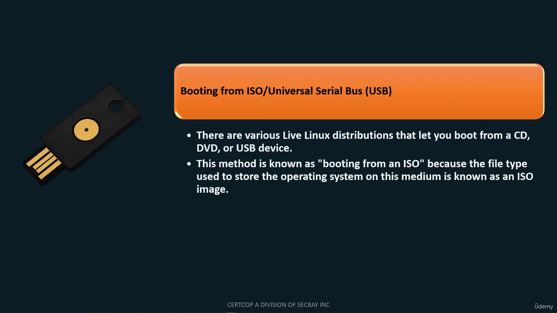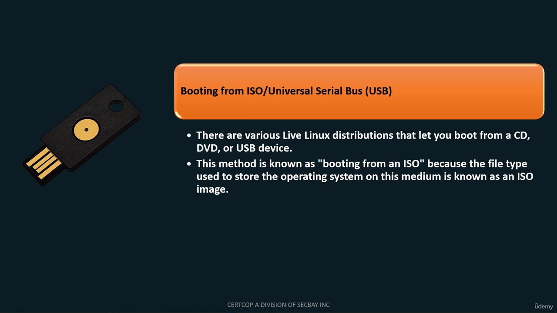Booting from ISO or USB. So there are various live Linux distributions that let you boot from a CD. Pretty much any Linux distribution will let you try out Linux before you buy it, so to speak. So you're booting from an ISO, because the file type used to store the operating system is called an ISO.